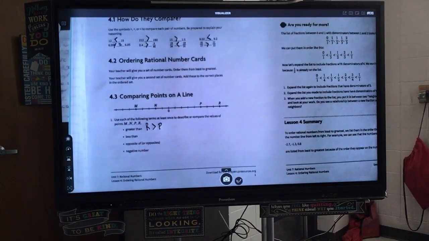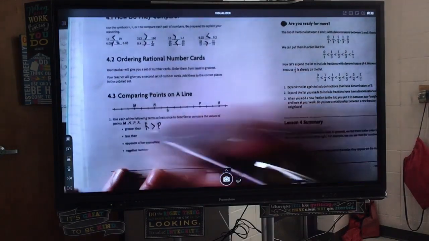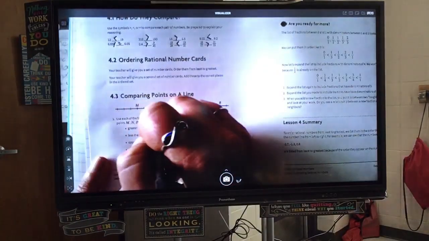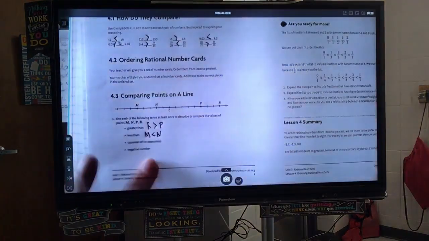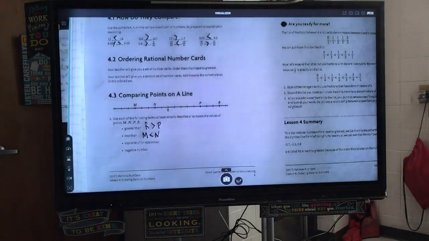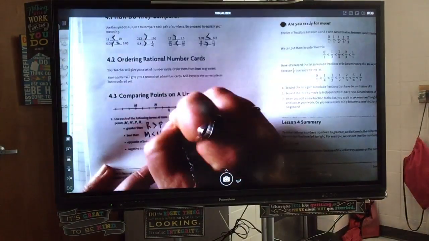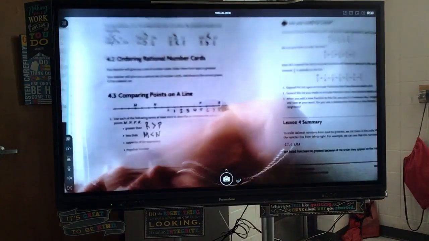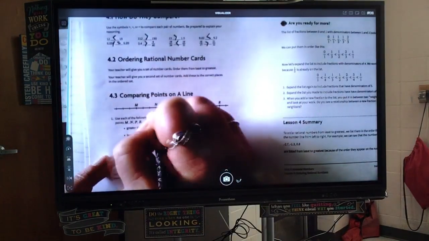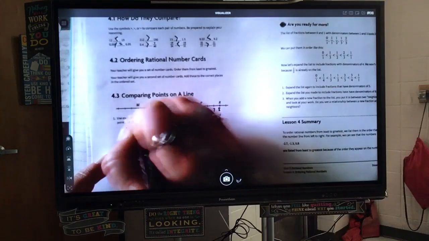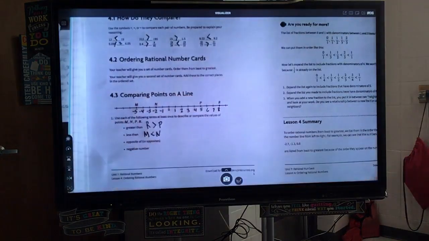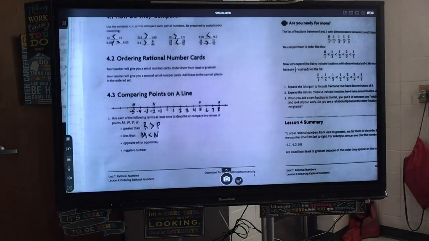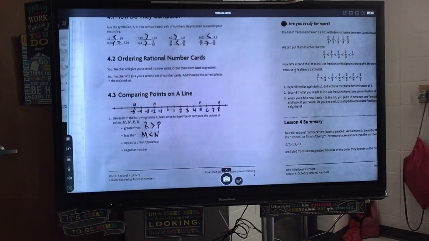Kaya? The point represented by M is less than the point represented by N. So M is less than N, you said? Perfect. Alright, what about opposites? So again, you kind of have to say, okay, well this is 1, 2, 3, 4, 5, 6, 7, 8. This is -1, -2, -3, -4, -5. Alright, so which two numbers are opposites? Like I said, an opposite is essentially the positive or the negative.